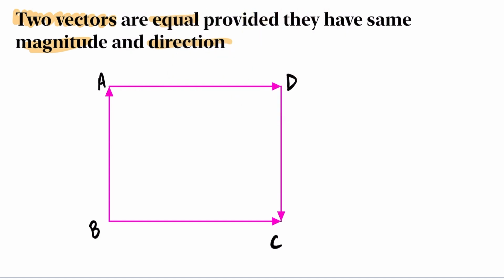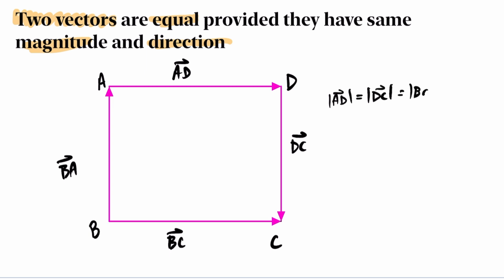So take a look at this example here. We've got a square, and they want us to connect together some of these vectors: which ones are equal, which ones aren't, which ones have equal magnitudes. Now, first of all, this vector here you would denote as AD. This vector here goes from D to C, so this is vector DC. This would be vector BC, and this would be vector BA. Now, right away, we know that the magnitude of AD is equal to the magnitude of DC is equal to the magnitude of BC is equal to the magnitude of BA. We know this is a square. We know all the lengths are equal, and therefore the magnitudes are equal.